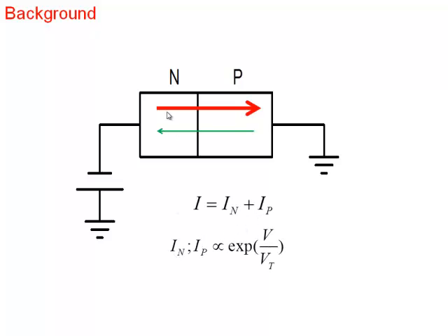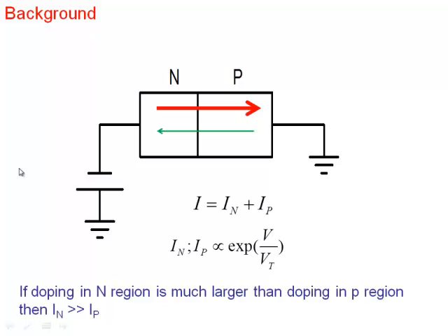Because it's a PN junction, both these current components increase exponentially with voltage. For the voltage V that I've applied here, IN increases exponentially with voltage. IP also increases exponentially with voltage, and of course, the sum also increases exponentially. Now, I'm assuming that the doping in the N type is much larger than the doping in the P type, which means that the electron current is stronger as compared to the hole current here. That's why I made this line for electron thicker as compared to this particular line. So IN is much larger than IP.